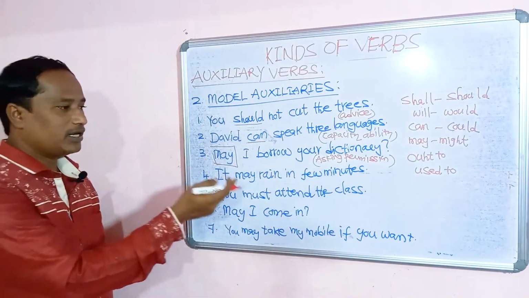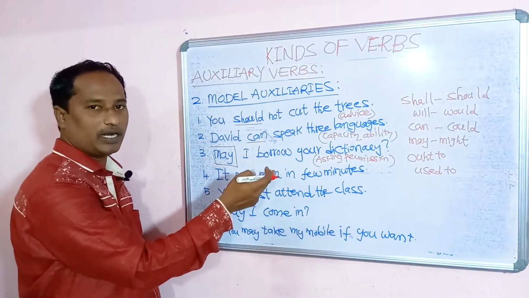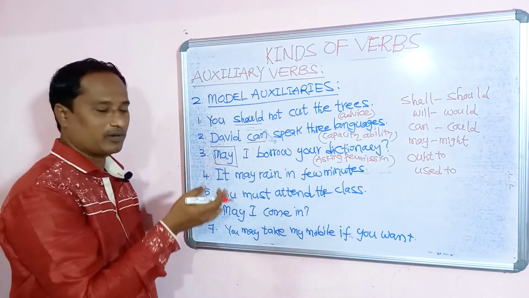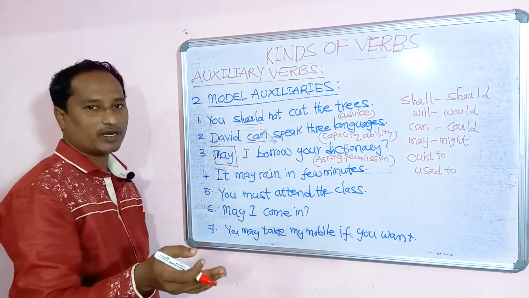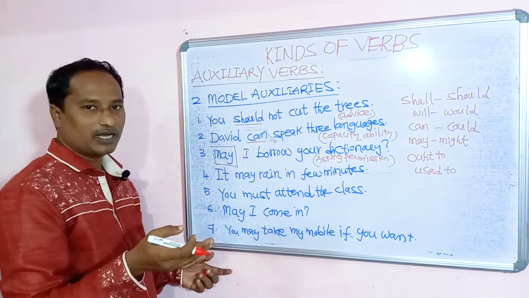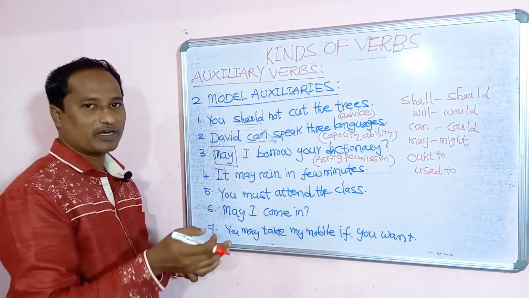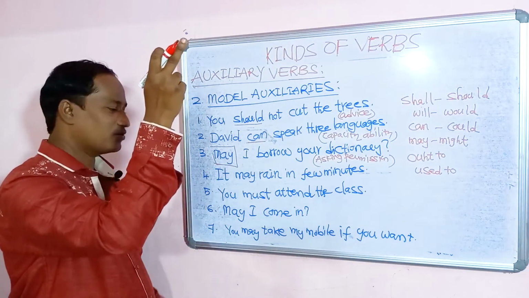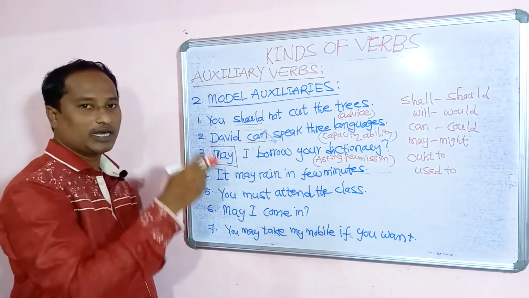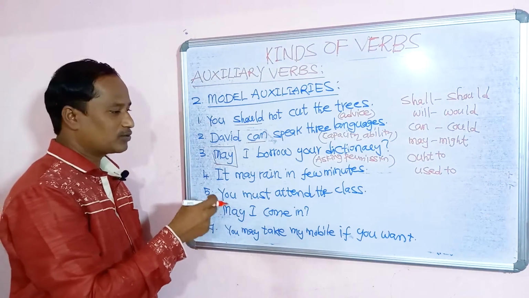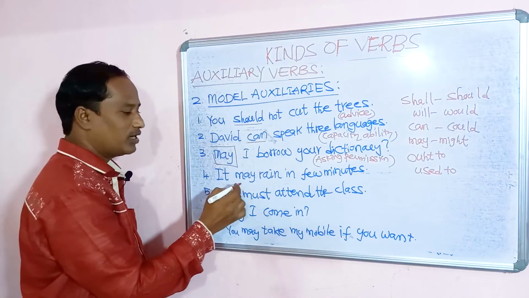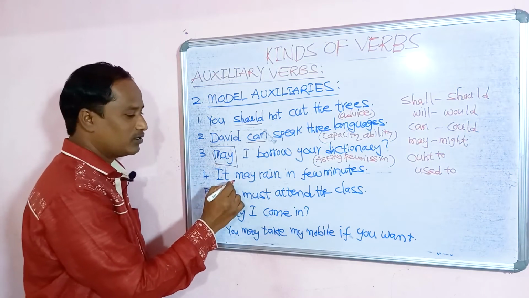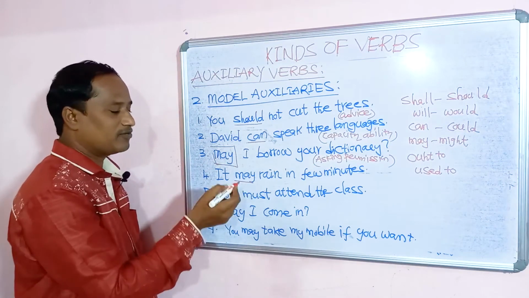Next, it may rain in a few minutes. Suppose you and your friend are both going somewhere, and all of a sudden it becomes very dark. Then one of you looks at the sky and says to the other, look at the clouds, they are very dark, it may rain in a few minutes. What does that other friend understand? He used this sentence: it may rain in a few minutes.